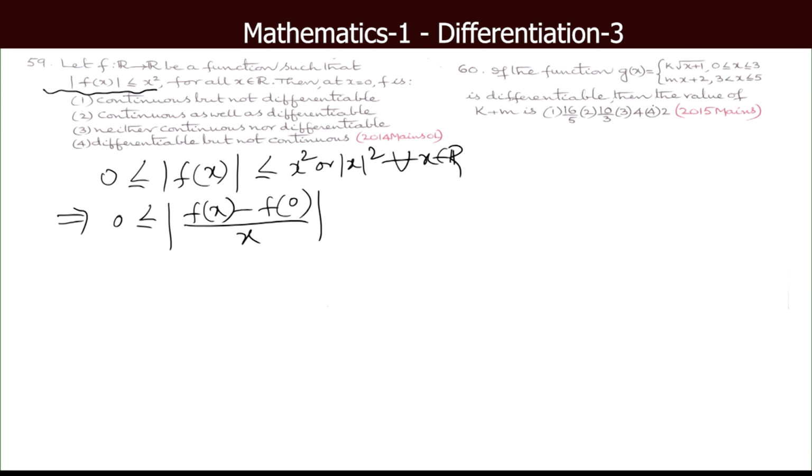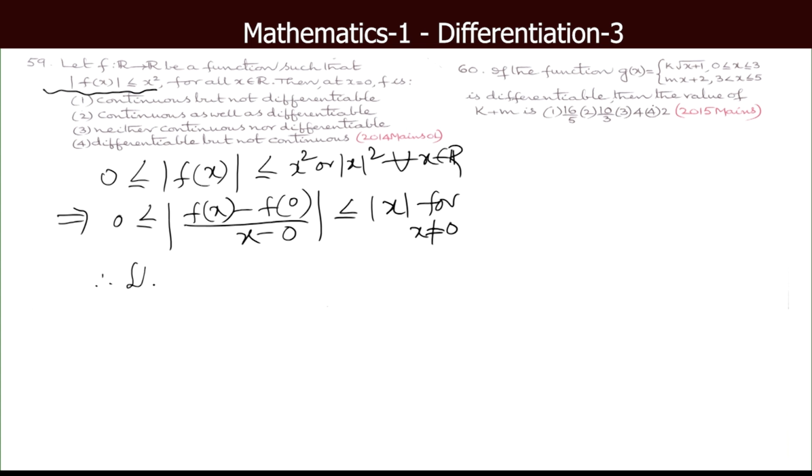Now I am dividing this throughout by |x|. When you divide by |x|, |f(x)| by |x| is |(f(x) minus f(0)) by (x minus 0)|, which is less than or equal to |x| for x not equal to 0. Follow? Because this is the Newton quotient for f at x equal to 0. This is being squeezed by |x| on the right and a constant function 0 on the left. Once again apply the sandwich principle or squeezing principle. Because |x| tends to 0 as x tends to 0, and the left side is already 0.